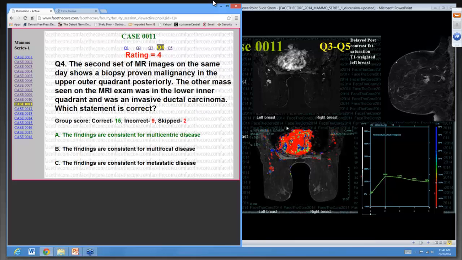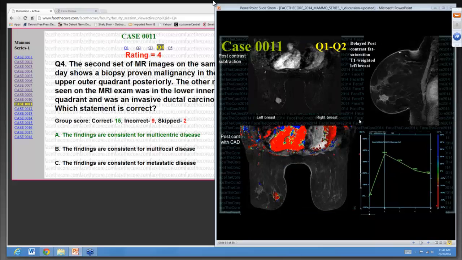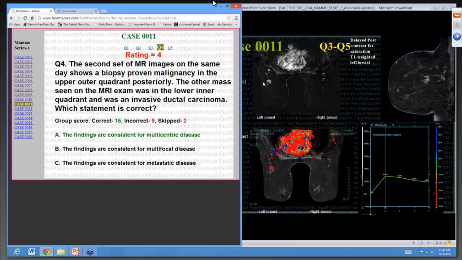The second set of MR images on the same day shows a biopsy-proven malignancy in the upper outer quadrant posteriorly. The other mass seen on MRI was in the lower inner quadrant, and that turned out to be invasive ductal carcinoma, and the other one was cancer as well. They're asking what statement is correct, and the findings are consistent with multicentric disease. It's important to know the difference between multicentric and multifocal. Multifocal disease is lesions in the same quadrant of the breast, while multicentric disease is lesions in separate quadrants of the breast. This is a perfect example of that.